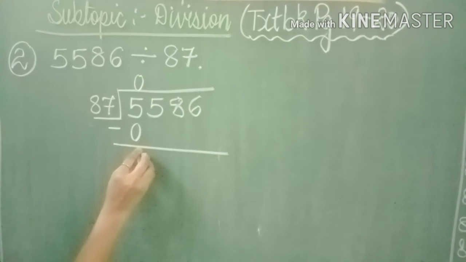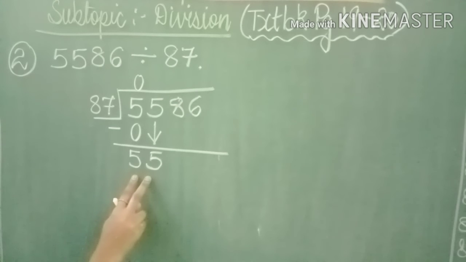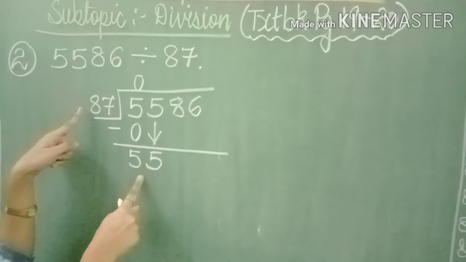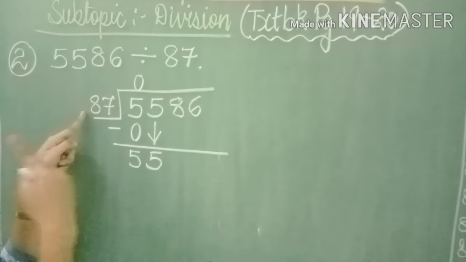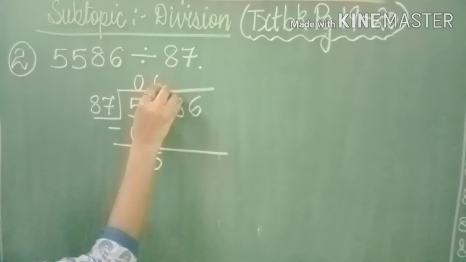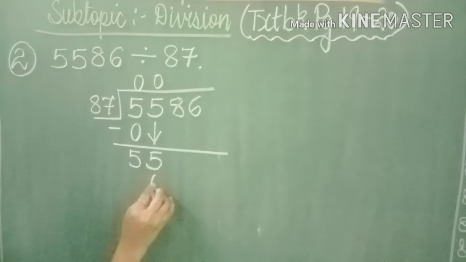5 minus 0, answer will come as 5, and then we are going to draw an arrow and write again 5. If you can see, 55 is written over here and 87 is written in the divisor, but 55 is a smaller number and 87 is a bigger number, so again we have to multiply with 0. So 87 zeros are, you will write the answer as 0.